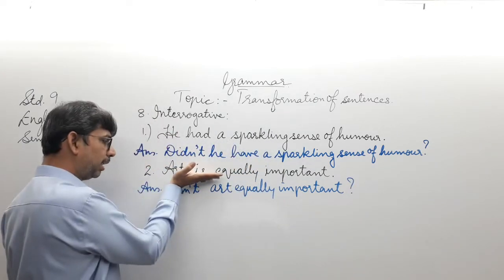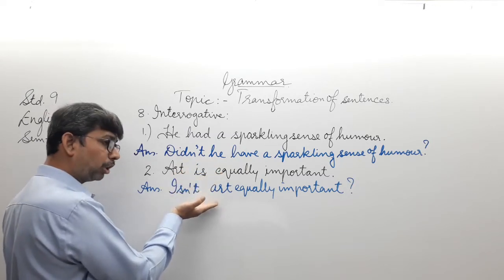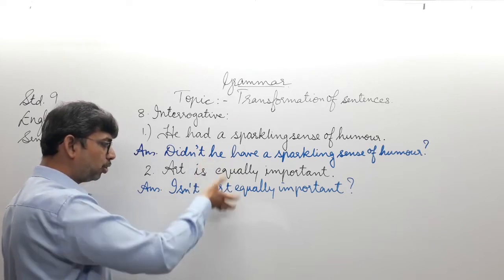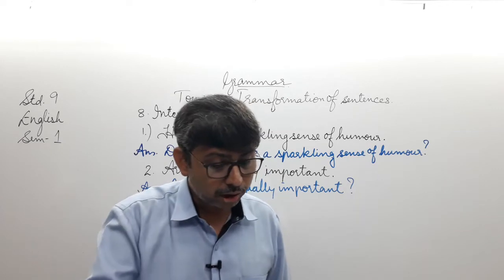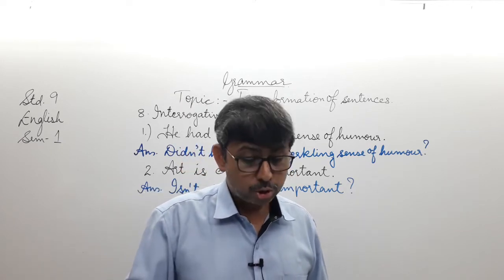The given sentence was in the assertive form. It has been now structured into the interrogative form. So the structure has been changed. This is transformation of sentence as instructed to us, as directed to us. Let us take two textual sentences.